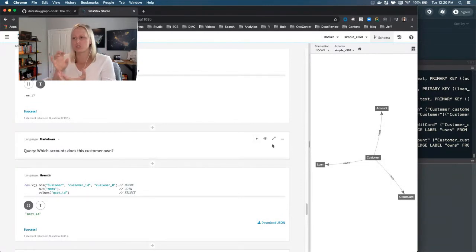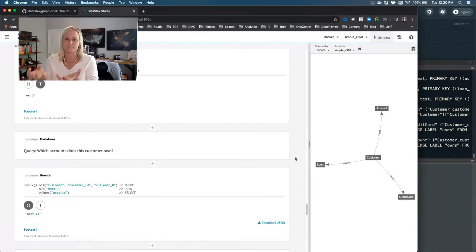So what we just showed you was walking from customer 0 to find their credit card information. We're going to do the same thing, but walk a different direction. We want to figure out what accounts that customer owns. That is the question we have pulled up here on the notebook. You can see the schema on the right-hand side, and you can follow along.